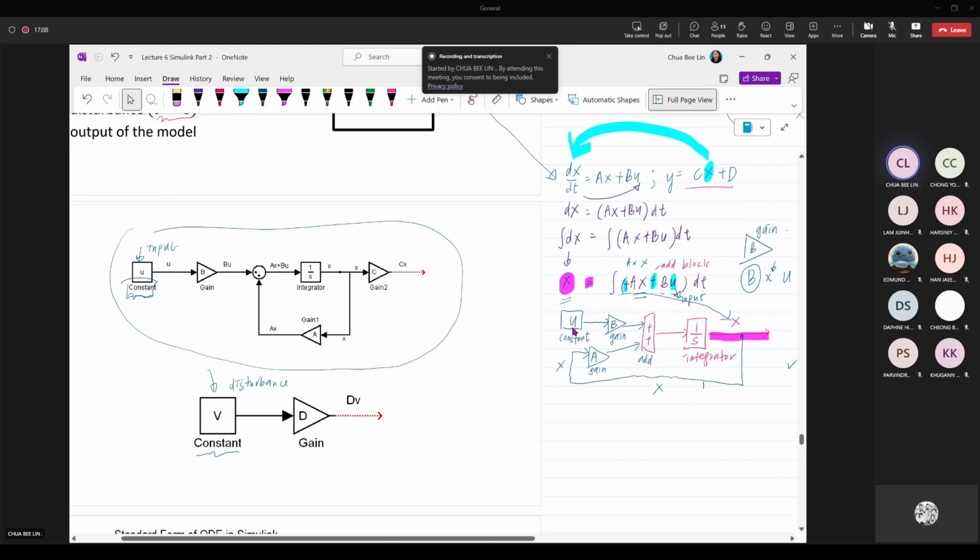And U is the type of constant input, and B stands for multiplied with the U. So for the gain, you must put the B, the gain block. Same goes for Ax. Your X comes from your output, which is from here. So you are actually having this X go back to here, and this is a multiplication, A multiplied with the X. So you'll be having a gain block over here. Okay, so this is the block we have.